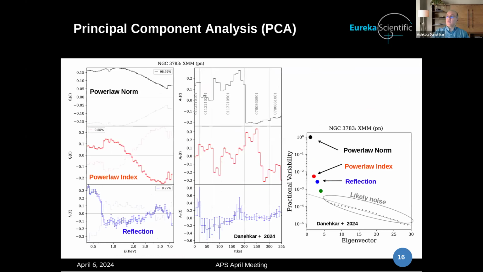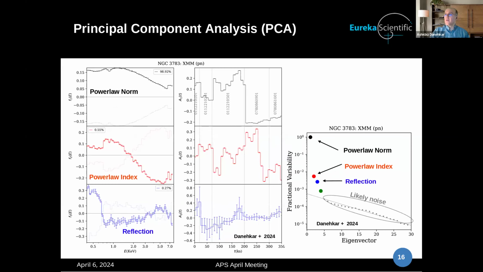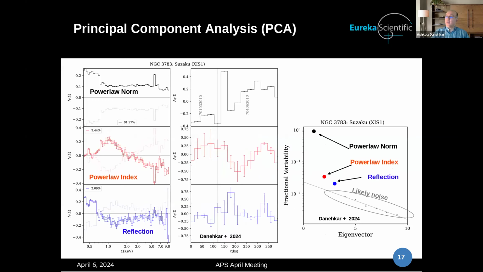The percentages are shown in the left plot. The normalization factor of the power law has 99%, the photon index of the power law has 0.5%, and reflection emission has 0.3%. So reflection has a very low contribution, and most of the variability is related to the X-ray emission from the power law from the corona. The previous study was for XMM, and this is for Suzaku.